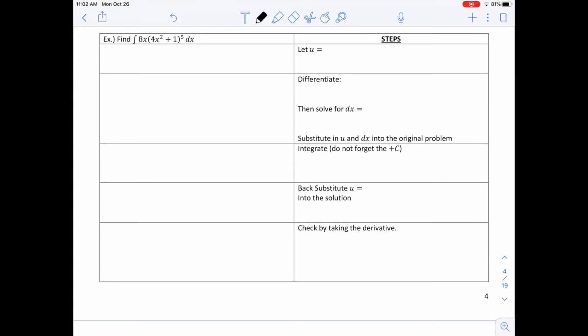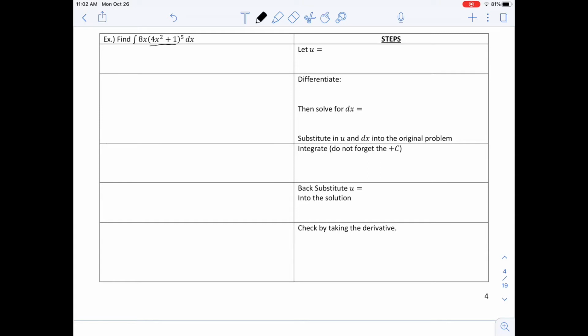So the first thing is noticing that we have an inside function and we also have an outside function. So the inside function is that 4x squared plus 1. And if you notice, the derivative of this is equal to 8x, which you'll notice too is also in the product of your integral. So those are some key things to look for when you're using substitution method.